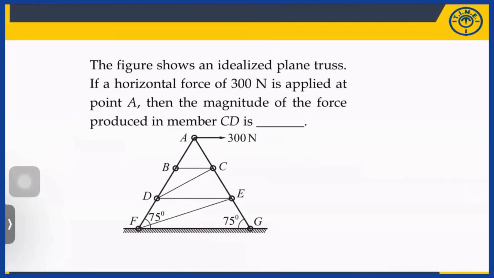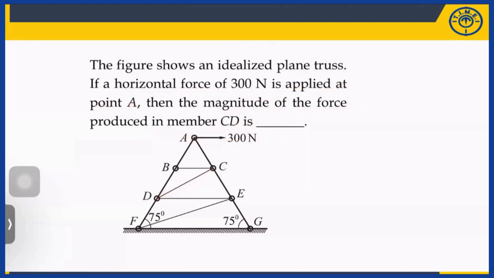Now, what is the question? A figure shows an idealized plane truss. A horizontal force of 300 Newton is applied at point A. That means the force is acting at point A. The magnitude of force in member CD. Okay, you have to calculate the force in member CD.